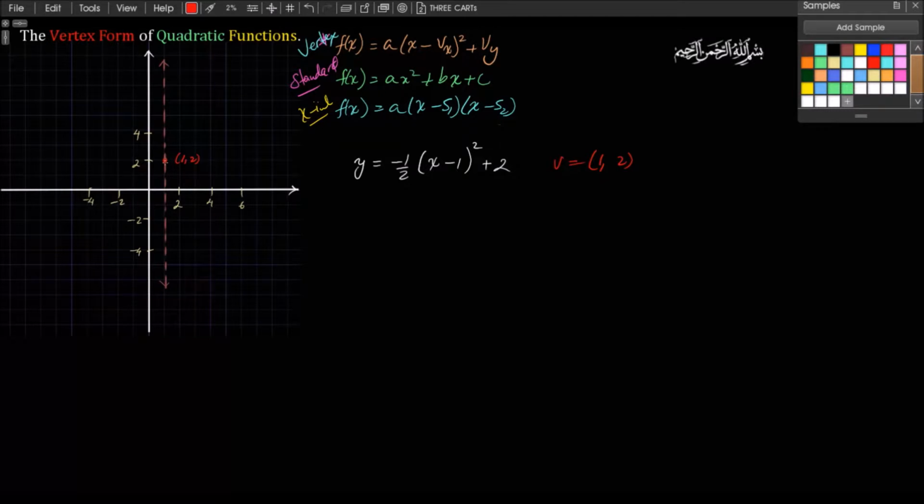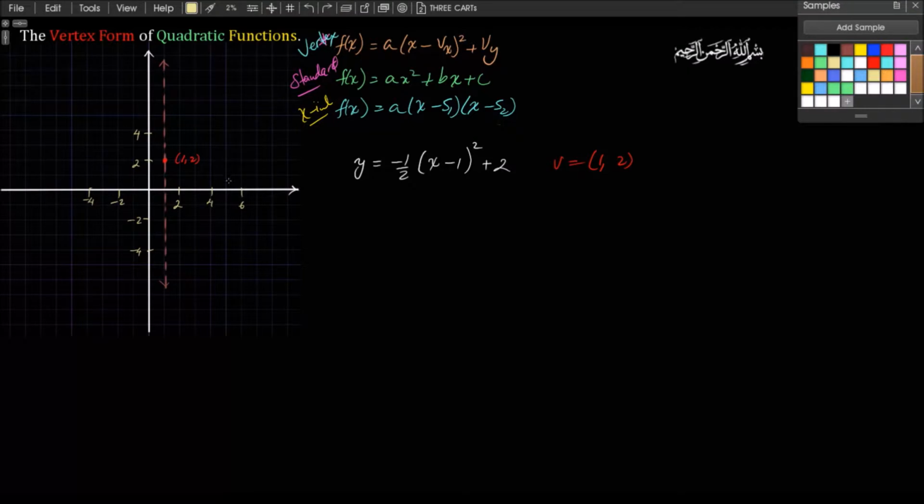Okay, so we have our vertex and we have our axis of symmetry. The next thing that we look at, as you know, is this a over here, because that a determines if the graph is going to open upward or downward, if it's going to be a U or an N like this. In this case, because it is negative, the graph will open downward. That is, this graph will look kind of like this.